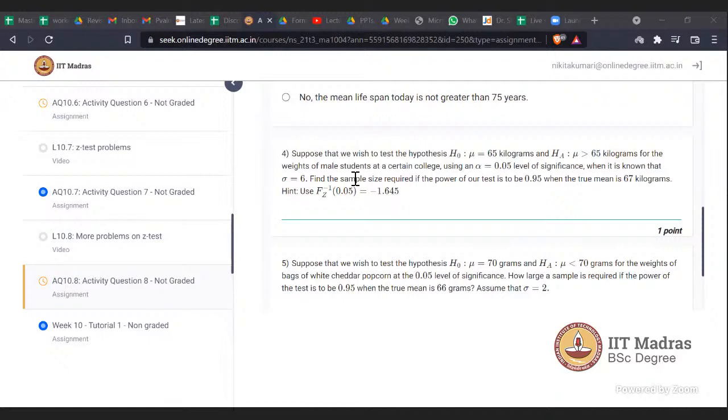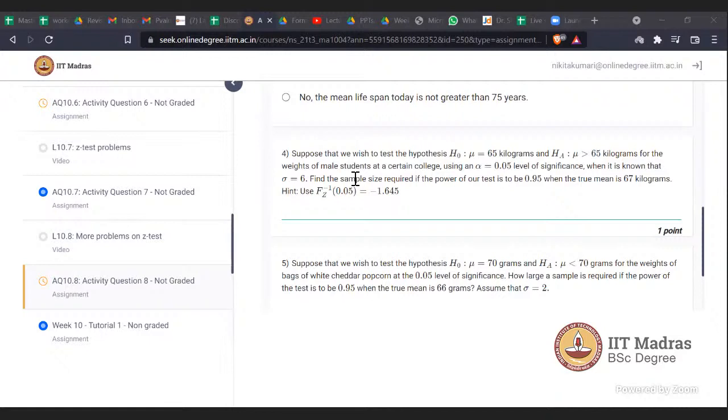Whenever it is given to you that the variance is known, in that case you will have to use the Z test. In some problems, the variance will not be known to you. In that case, we use the student t-test. That is the only way to figure out. If you look at this question, it is given that your sigma is known. Sigma is 6, so here we have to use a z-test.